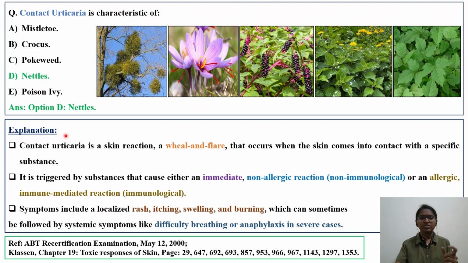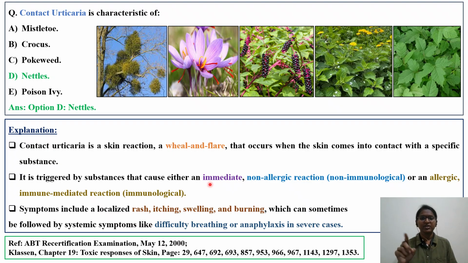Let's see the basic explanation which is given about contact urticaria. Contact urticaria is a skin reaction, a wheal and flare, that occurs when the skin comes in contact with a specific substance. When any chemical comes in contact with the skin surface, a wheal and flare kind of reaction will be formed. That is contact urticaria. It is triggered by substances that cause either an immediate, non-allergic, non-immunological reaction, or an allergic, immune-mediated, immunological reaction.